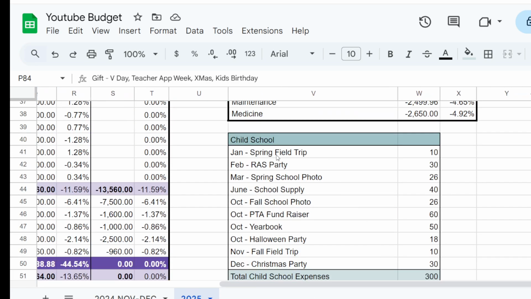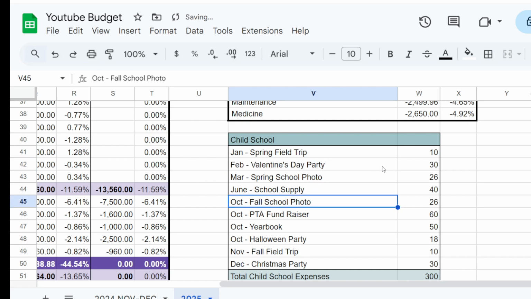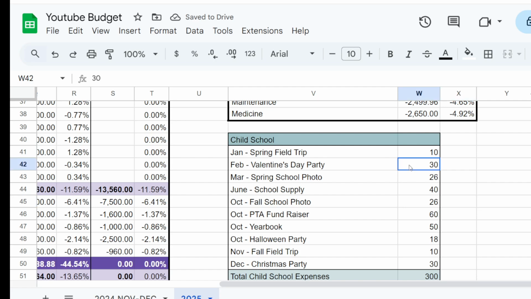So my child's school expenses, usually there's a field trip in the spring and in the fall, and they're very cheap, about $10. And then the school parties. There's a Valentine's Day party. Usually I will contribute about $30 to buying any of the snacks or whatever it is that they wanted to purchase for the kids. So I'll contribute a snack item.